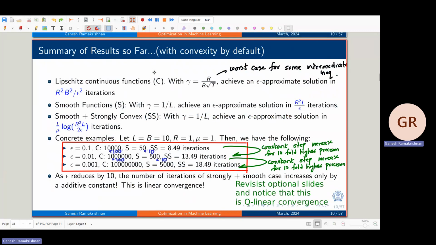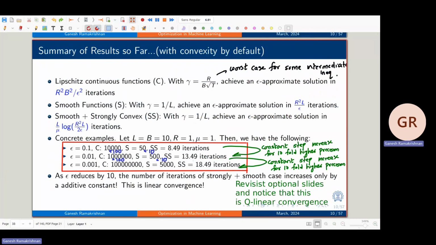In the case of Lipschitz continuous, the factor is 100 times more. In the case of smooth functions, this factor is 10. But in the case of strong convexity, there's no multiplicative factor, it's just an additive factor. So it is from 8.49 iterations to 13.49, just 5 more iterations. You see the power?